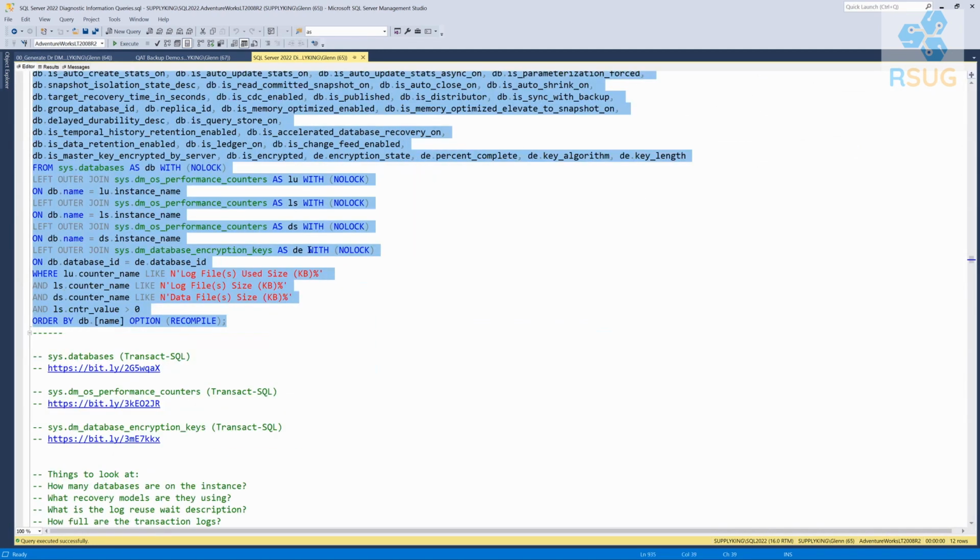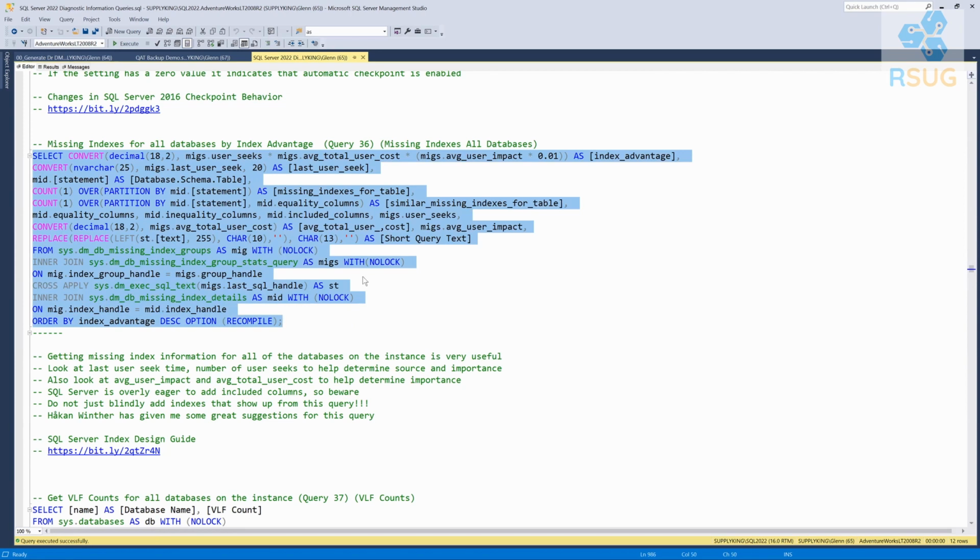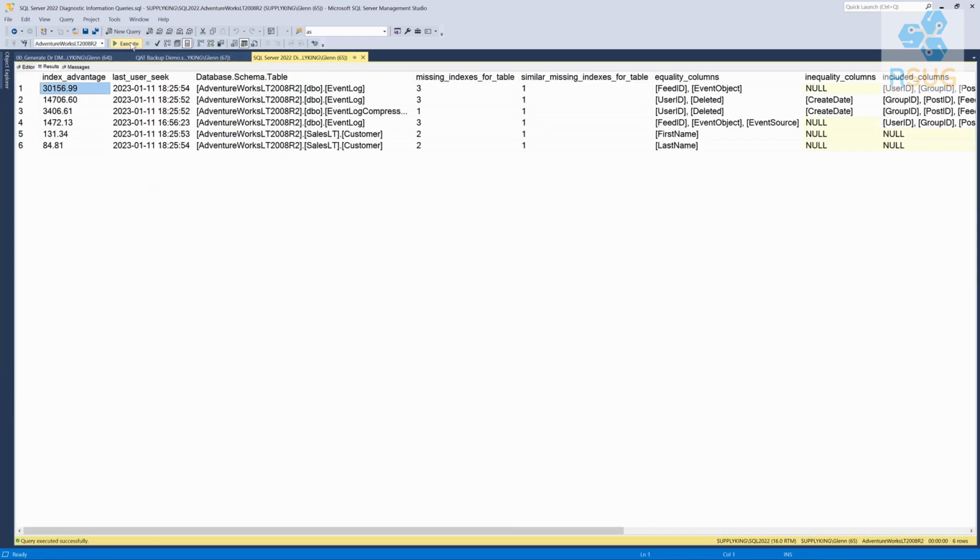All right, the next one. This one is also very valuable, but it's also very dangerous, and people do stupid things with the missing index query. So this shows you all the missing indexes that the query optimizer thinks that it would like to have across the entire instance. And this index advantage here is a calculated number that's based on how expensive it is not to have the index, and how big the table is, and how often it wants that index.